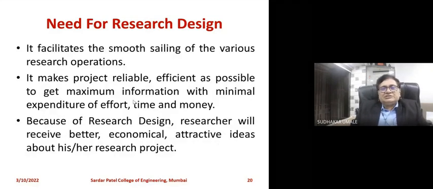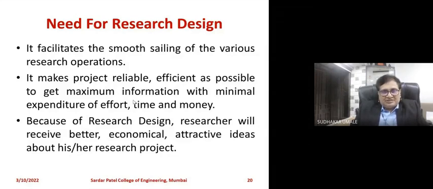It facilitates the smooth sailing of the various research operations. It gives the idea. Suppose I have some research operations or research treatments, you can say. So those research operations can be completed in appropriate directions. It makes the project reliable.